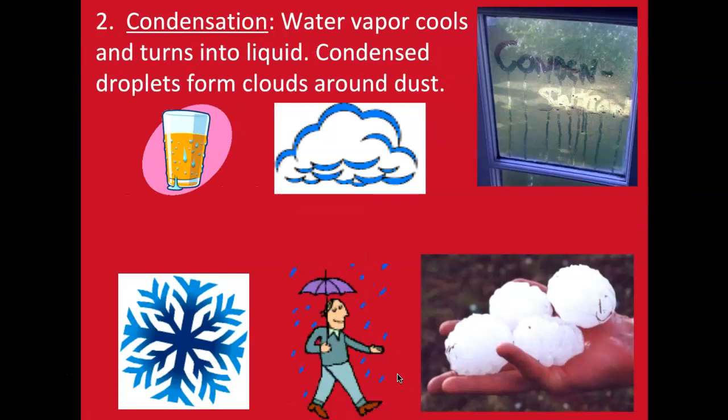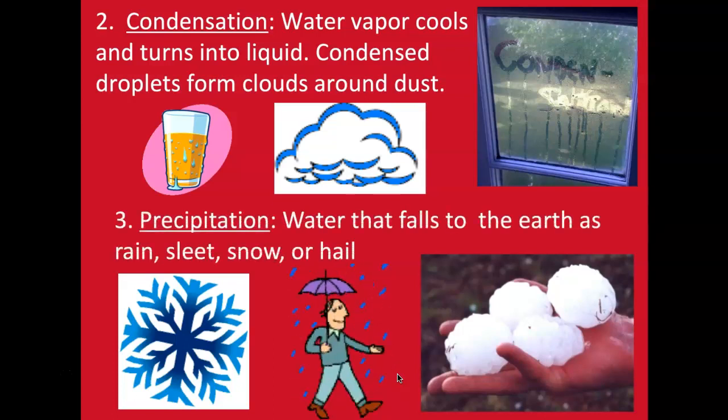Condensation is going to be where you have water vapor, water that is a gas, where it cools down and it turns back into liquid droplets. And if this happens around condensation nuclei, if it happens around dust particles, then it's going to form clouds. And our third step is precipitation. So this is our third main step that we think of. And precipitation is just water falling from the clouds and is primarily going to be in the form of rain, sleet, snow, or hail.